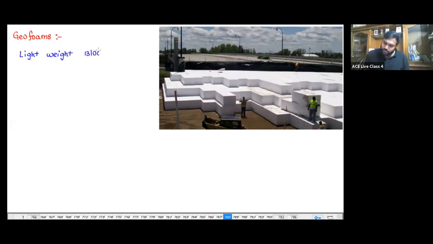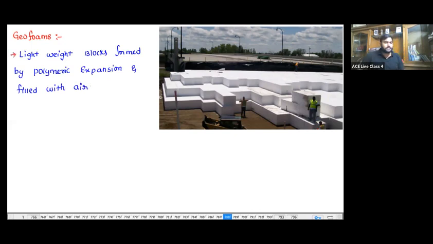Lightweight blocks formed by polymeric expansion, a process, and filled with air. So the lightweight blocks are formed by polymeric expansion and filled with air. You can see huge blocks are there.